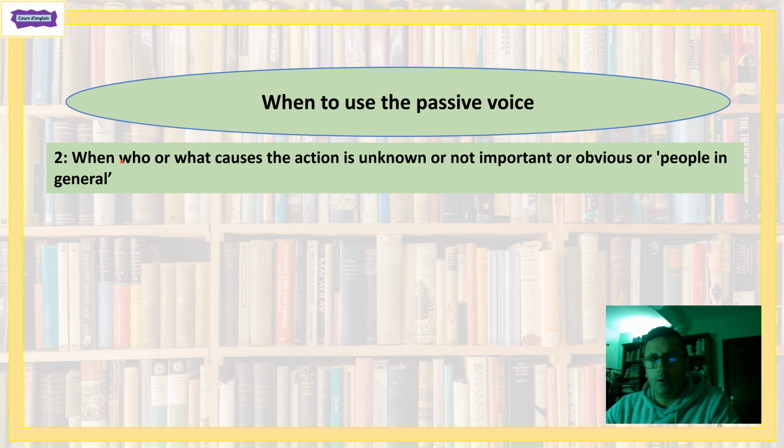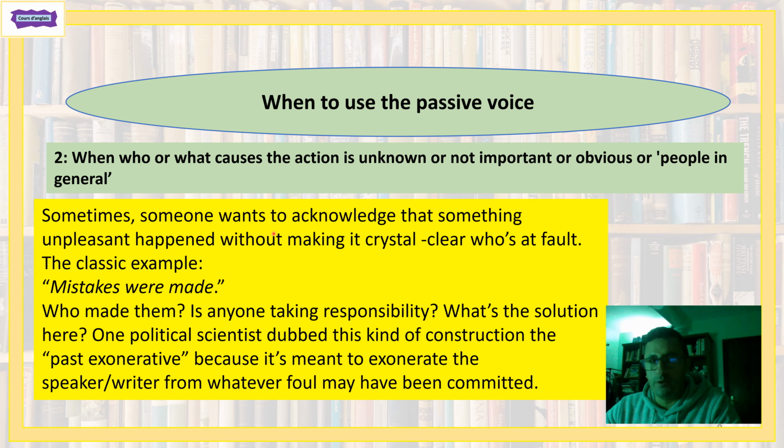The when, who, or what causes the action is unknown or not important or obvious or people in general. Sometimes someone wants to acknowledge that something unpleasant happened without making it crystal clear who's at fault. The classic example: mistakes were made. Who made them? Is anyone taking responsibility? What's the solution here? One political scientist dubbed this kind of construction the passive exonerative because it's meant to exonerate the speaker or the writer from whatever fault may have been committed.